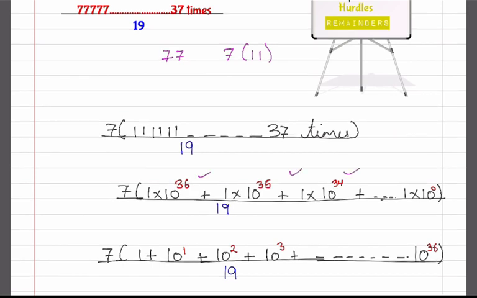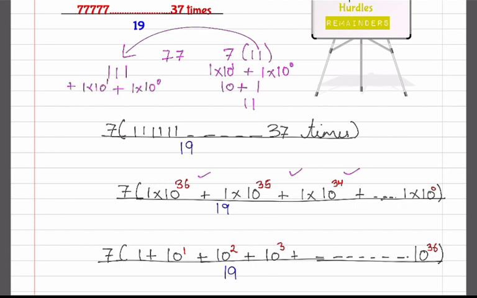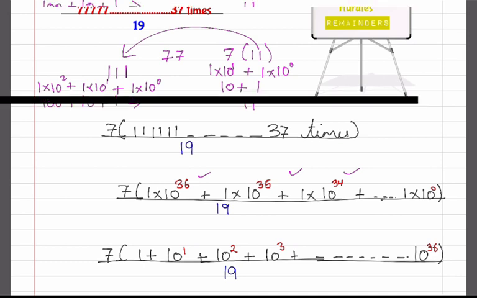Now how can I write 11? Imagine I can write it as 1 into 10 raised to 0 plus 1 into 10 raised to 1, right? What is 1 into 10 raised to 1? 10. 10 plus 1 is nothing but 11. If this was not 11, if this was 111, I can write it as 1 into 10 raised to 0 plus 1 into 10 raised to 1 plus 1 into 10 raised to what? 2. What is 10 raised to 2? 100. What is 10 raised to 1? 10. This is 1. Add all of them, it comes out to be 111.